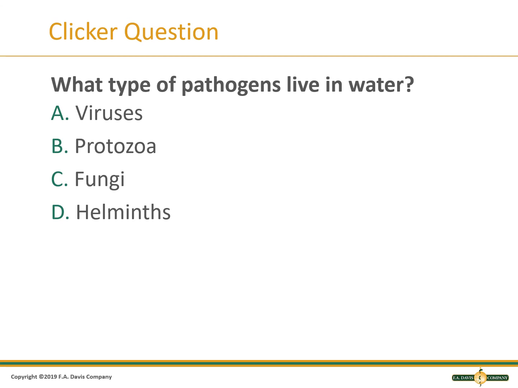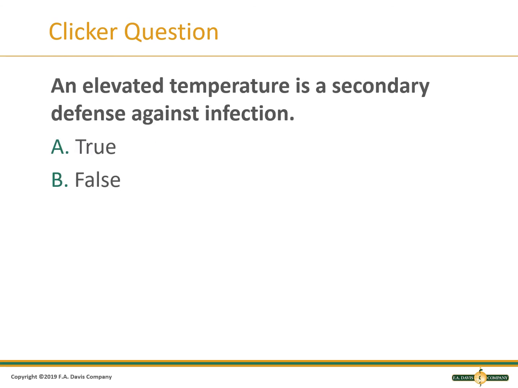So, what type of pathogens live in water? The answer is B, protozoa. An elevated temperature is a secondary defense against infection. True or false? True. It is very, very true.